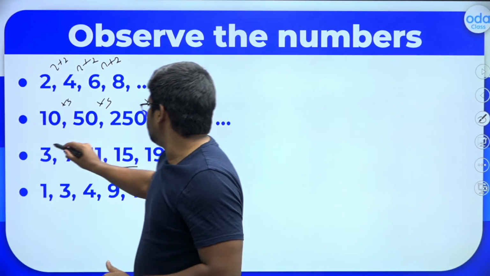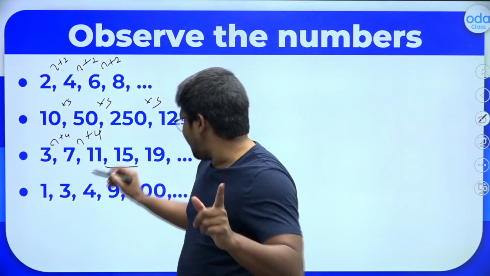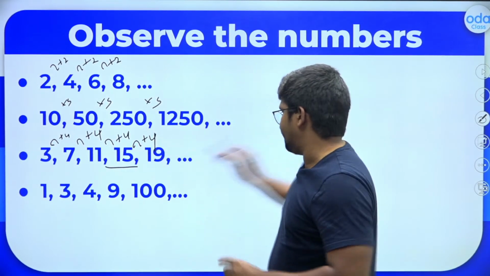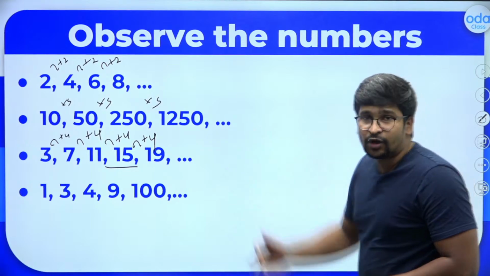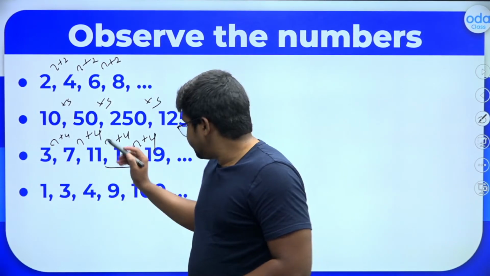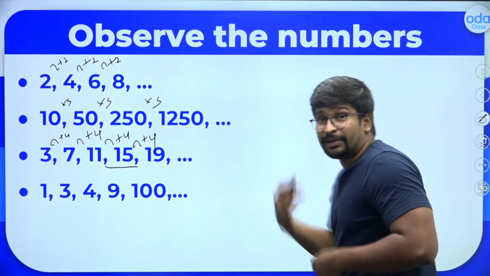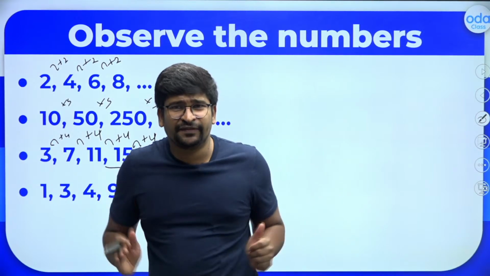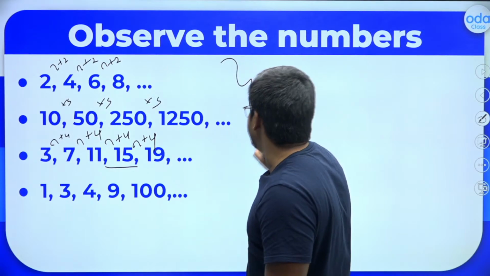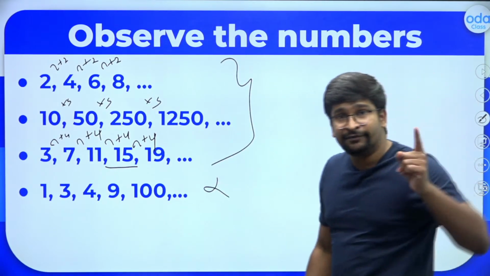Again, here also. 3 plus 4 is 7. 7 plus 4 is 11. 11 plus 4 is 15. 15 plus 4 is 19, etc. It goes on like this. So there is also a pattern followed. But here, 1 plus 2 is 3. 3 plus 1 is 4. 4 plus 5 is 9. And 9 plus 91 is 100. Is there any specific rule followed? No. So these first 3 sets of numbers are following a rule. This is not following a rule. All are agreeing with this?